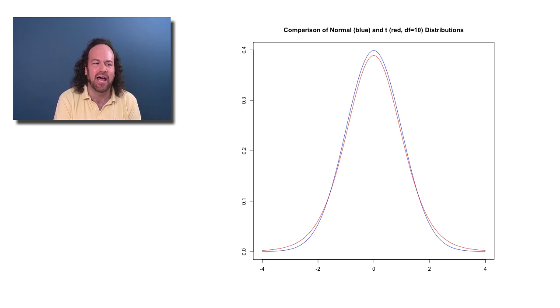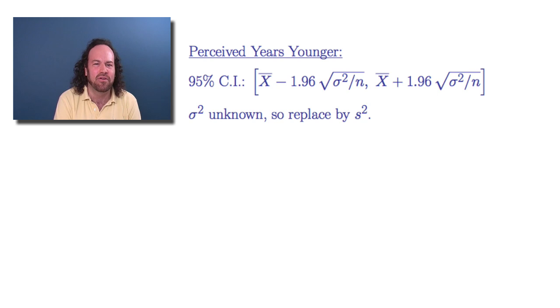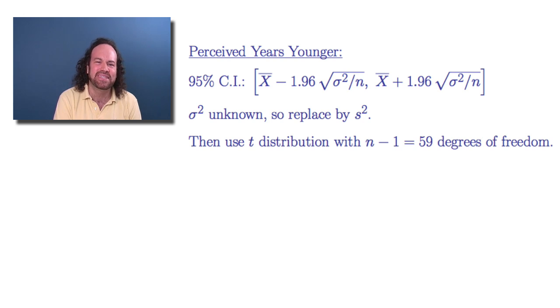So how does that help us? Well, if we go back to that case of the number of years that we perceive people to look younger, well, we had a 95% confidence interval in terms of the true variance sigma squared. But if that's unknown, well, we could replace it by s squared, but then we would also have to use the t-distribution. The t-distribution in this case has 59 degrees of freedom because it's n minus 1, and n was 60, the sample size. So you might think that's going to change this number 1.96. How's it going to change it?